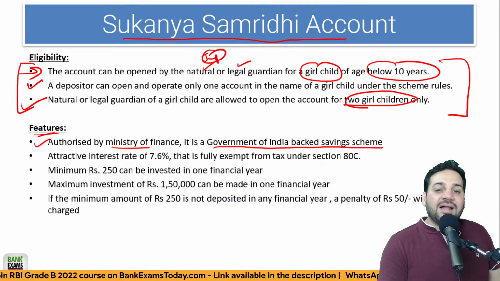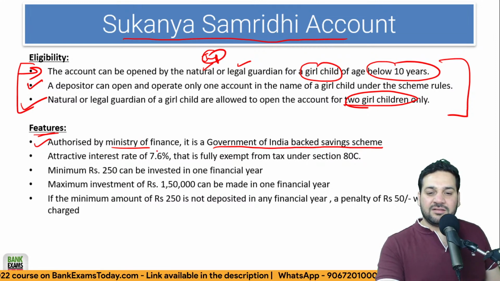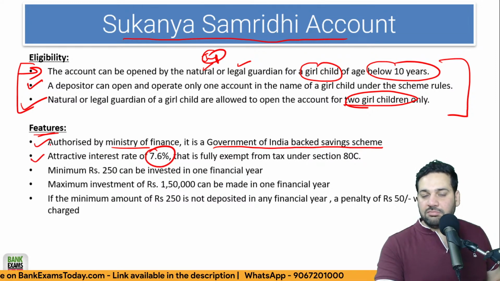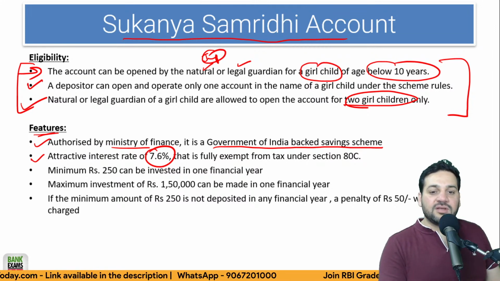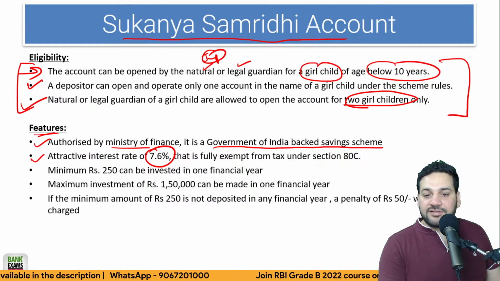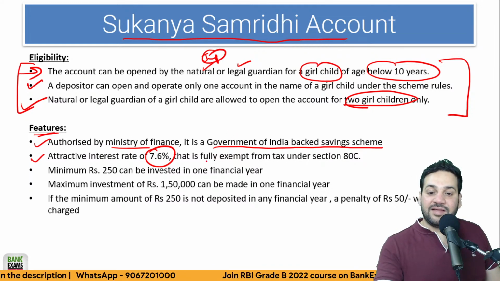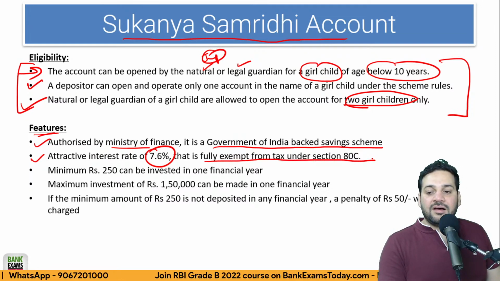An attractive rate of interest is there. You are going to get 7.6%. Please check it; I hope recently they have not decreased the rate. I hope it is still 7.6%, much higher than the FD rates, and it is fully exempt from tax under section 80C. So you get the exemption under section 80C.